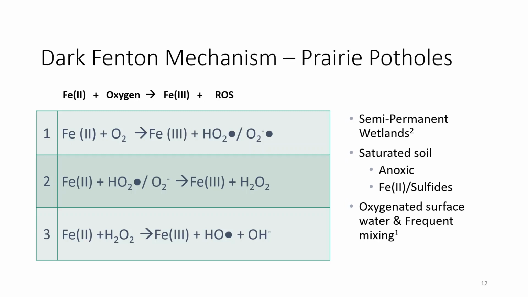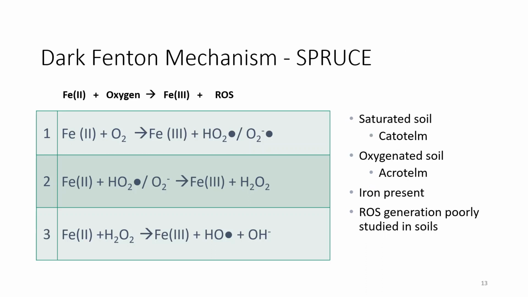So in the Prairie Pothole, the reason why I'm interested in studying this reaction is, as I said, they're semi-permanent wetlands, so they have saturated soils. There are likely anoxic conditions that produce reduced species like iron(II) and sulfides. And then they also have oxygenated surface waters and frequent mixing, so likely interactions are happening between oxygen and reduced species.